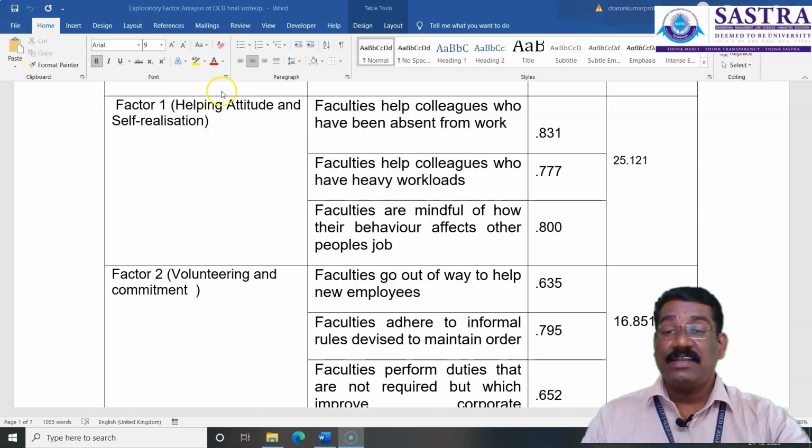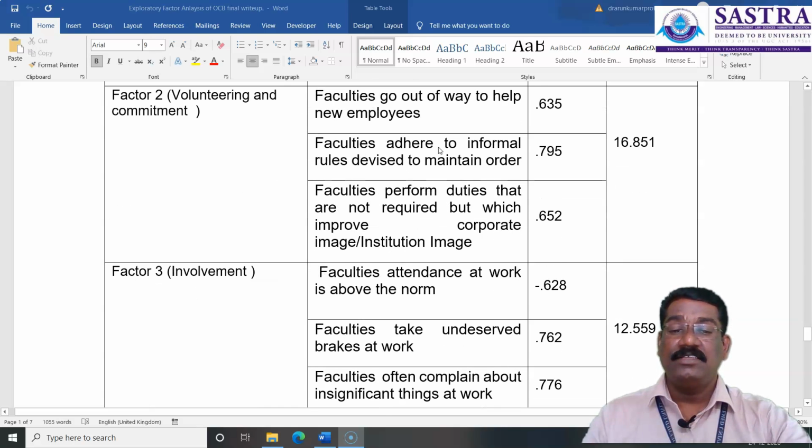So any factor name has to be given by looking at those variables which have a higher loading. So we have helping attitude and self-realization. We try to look at the commonality among these variables, and we try to coin a factor name by picking up the variable which has the most loading among the variables. That has to be considered in naming the factors. So in this way, we need to depict and write the interpretation for factor analysis.